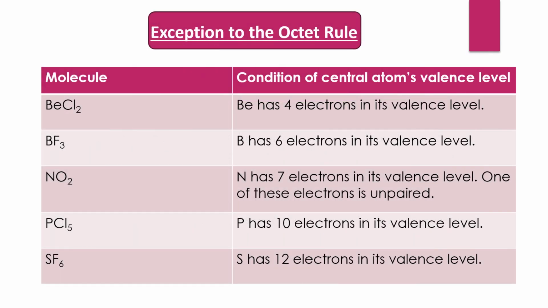Exception to the octet rule. First molecule is BeCl2, beryllium chloride, in which beryllium has 4 electrons in its valence level. Second molecule is BF3, in which boron has 6 electrons in its valence level. Third molecule is NO2, in which nitrogen has 7 electrons in its valence level. One of these electrons is unpaired. In PCl5 molecule, P, phosphorus has 10 electrons in its valence level. In SF6, sulfur has 12 electrons in its valence level.